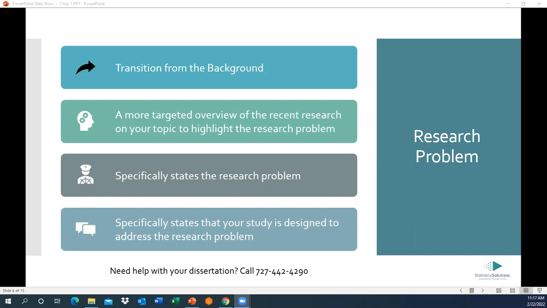Somebody gave me this analogy, and I think it's an apt analogy, and it's helped me to understand the research problem if it's a gap. Think about a donut, right?